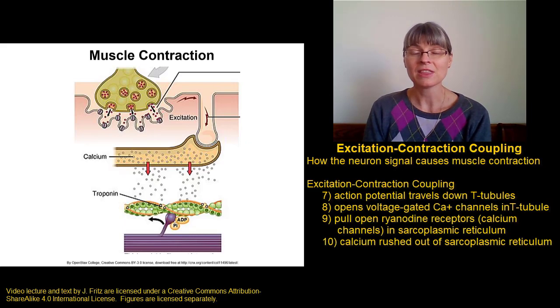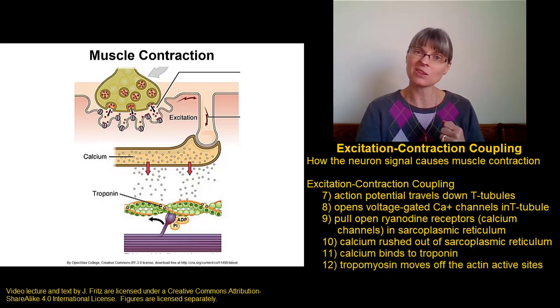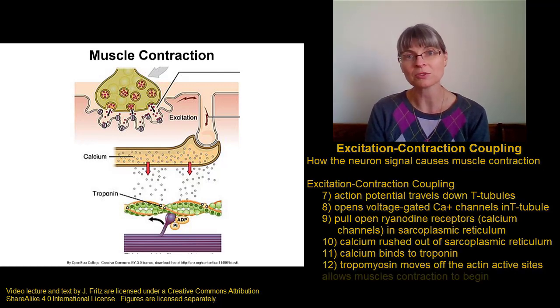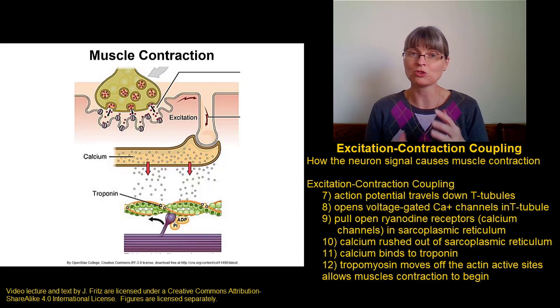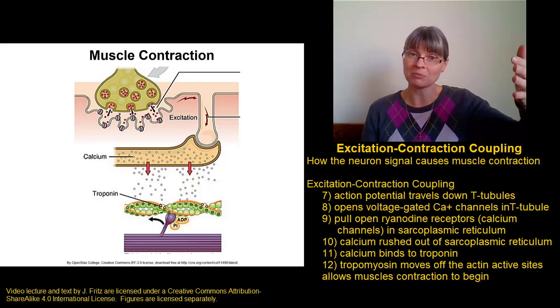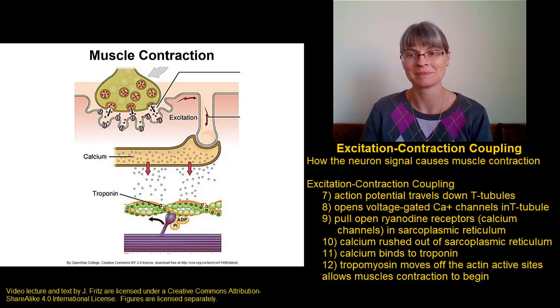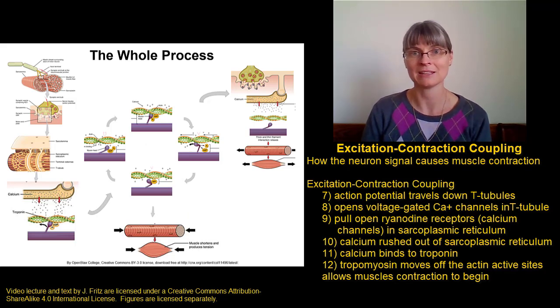That calcium then rushes out of the sarcoplasmic reticulum and binds to troponin, which shifts the tropomyosin out of the way and uncovers the active sites of actin so that muscle contraction can begin. That's how we see the coupling, or the joining, of the change in membrane potential, the excitation, and the actual contraction. Let's see how this whole thing fits together from beginning to end.